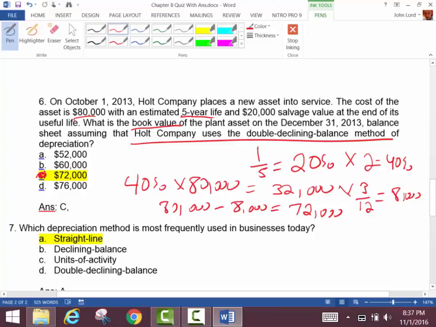Who wants to give me year two's depreciation on this thing now? I got 72,000. That was my remaining book value at the end of year 1. What do you want to do for year 2? 43,000. Set it up for me. Times 40% again.